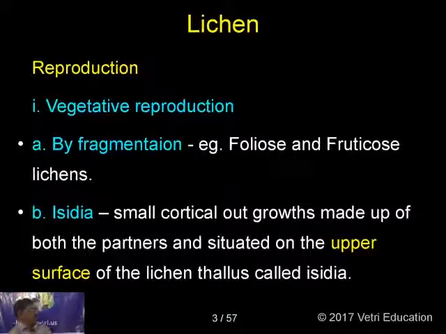In vegetative reproduction by fragmentation, generally the thallus may be cut into pieces. Each piece develops into a new thallus. Generally the fragmentation occurs in foliose and fruticose lichens. Some other structures like isidia, a small cartilaginous outgrowth found on the upper surface or upper cortex of the thallus, are made up of some algal cells surrounded by some fungal filaments. This type you can find.